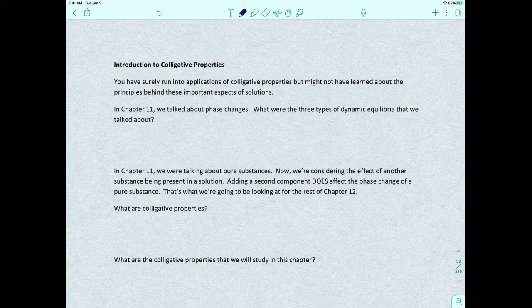So, with everything that we've talked about so far in this chapter, we've been dancing around a topic that we now need to address, and that is colligative properties. So, let's talk a little bit about this.